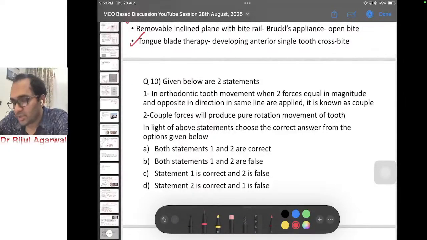Given below are two statements. Statement 1 is, in orthodontic tooth movement, when two forces equal in magnitude and opposite direction in same line are applied, it is known as couple. Statement 2, couple forces will produce pure rotation movement of tooth. In light of the above statements, choose the correct answer from the options given below. Both statement 1 and 2 are correct, both are false, 1 is correct, 2 is false, 2 is correct, 1 is false.